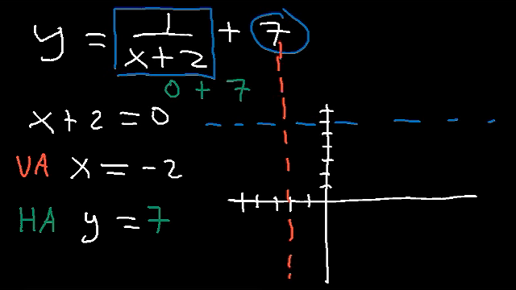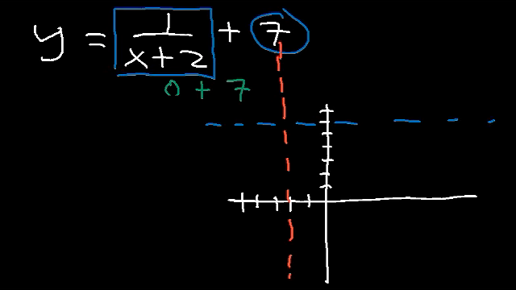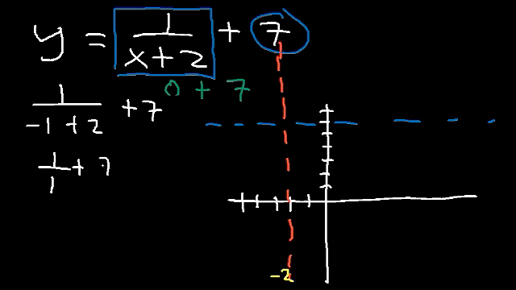Now let's plug in a few test points to see where the graph is going to be. So the vertical asymptote is at negative 2. Let's plug in a number to the right of negative 2 to see if it's going to be above or below the horizontal asymptote. So let's substitute negative 1 for x. So 1 over negative 1 plus 2, plus 7. Negative 1 plus 2 is 1. 1 plus 7 is 8. So we have the point negative 1 comma 8.